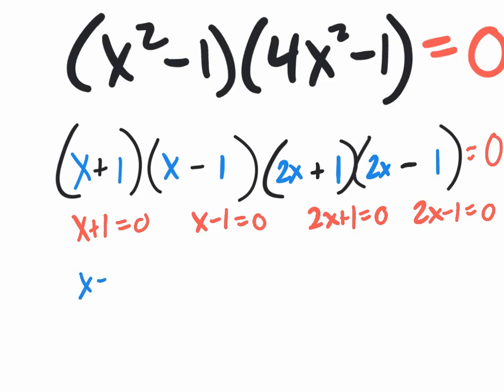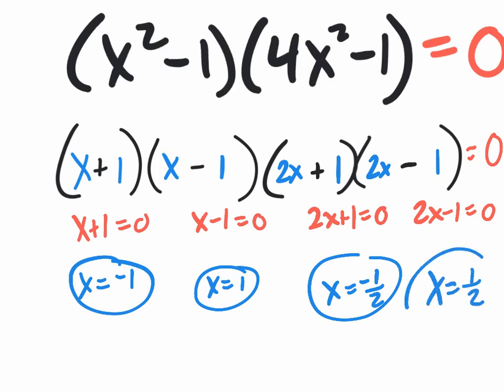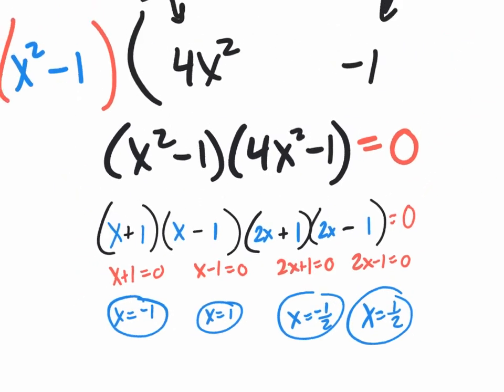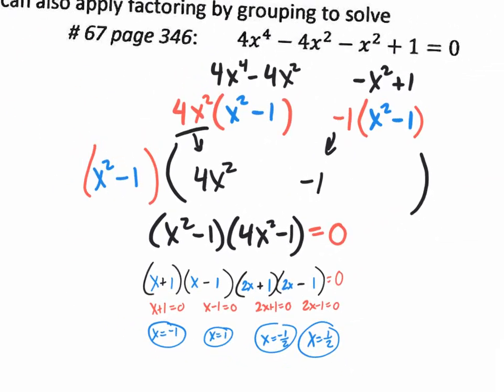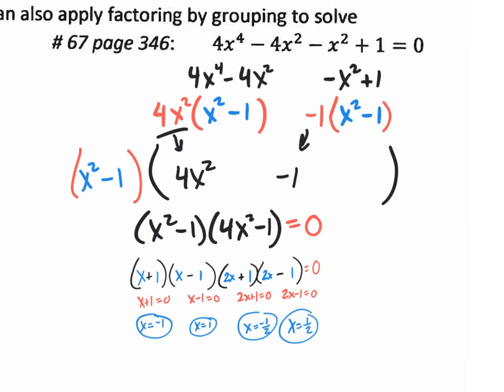Your final answers will be x equals negative 1, x equals positive 1. If you do the work correctly, you'll get x equals negative 1/2, and also x equals positive 1/2. Those are 4 real answers. Those are the actual locations of where this quartic degree or quartic equation would cross the x-axis if I were to graph it.